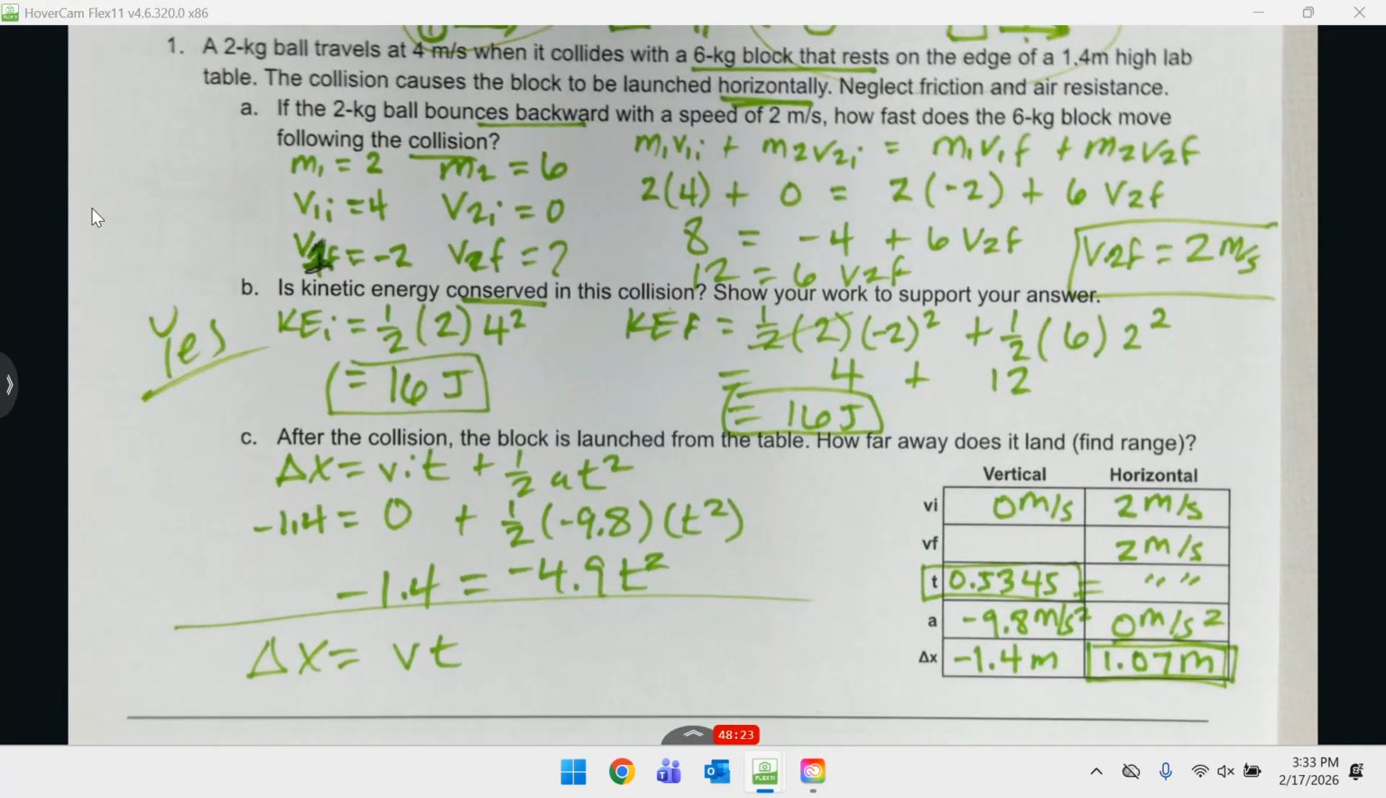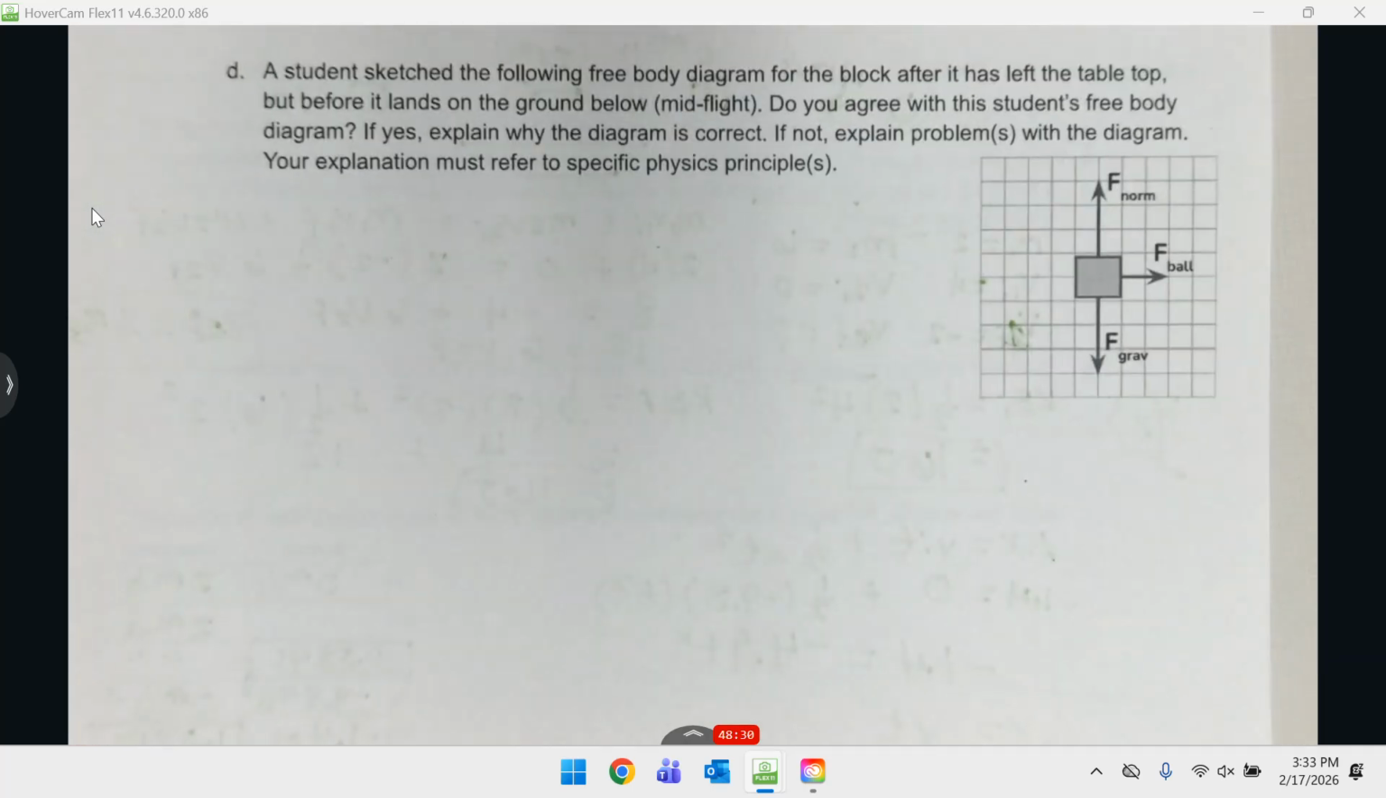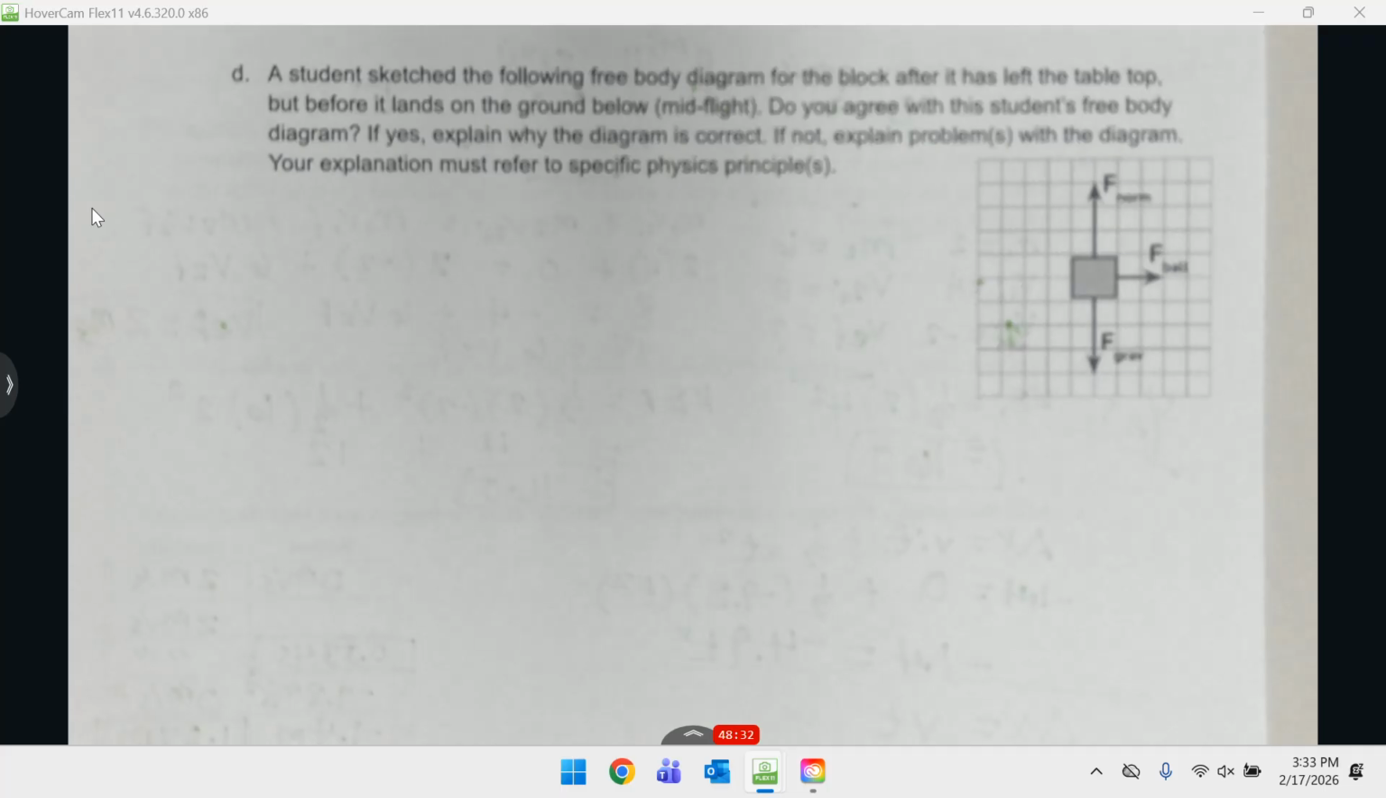All right, again, there is a back. Flip it over. It says, a student sketched the following free body diagram for the block after it has left the tabletop but before it lands on the ground below, so it's in mid-flight. Do you agree with the student's free body diagram? If yes, explain why it's correct. If not, explain problems with it.